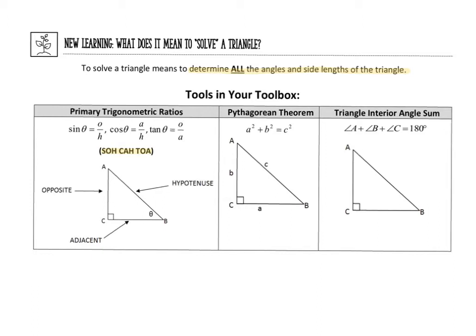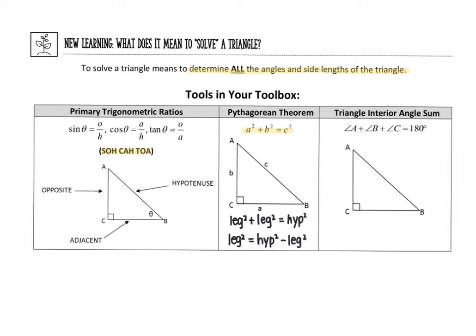The other tool that you'll have in your toolbox is the Pythagorean theorem, a squared plus b squared equals c squared. We've also thought about this in the past as being leg squared plus leg squared equals c squared in order to find a hypotenuse. Or we can use leg squared equals hypotenuse squared minus leg squared to find the length of a missing leg.